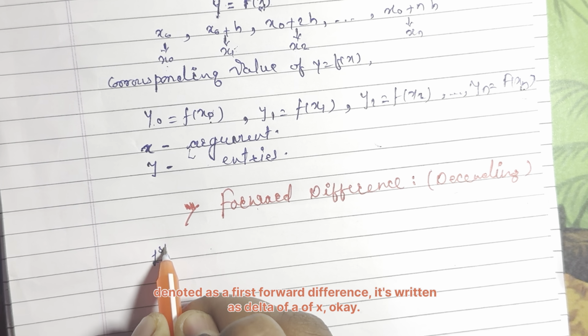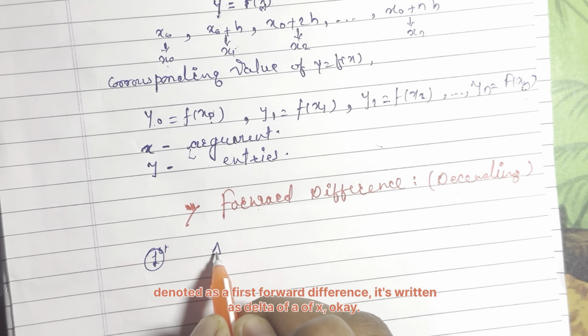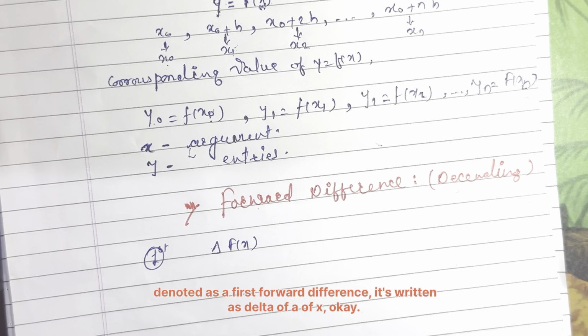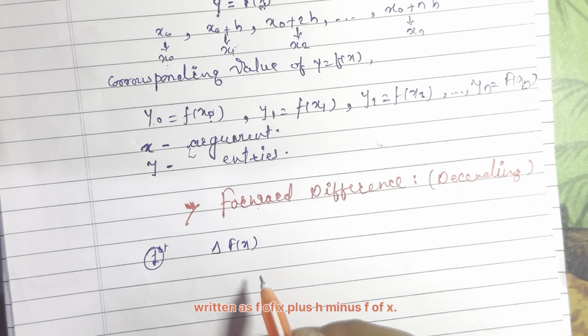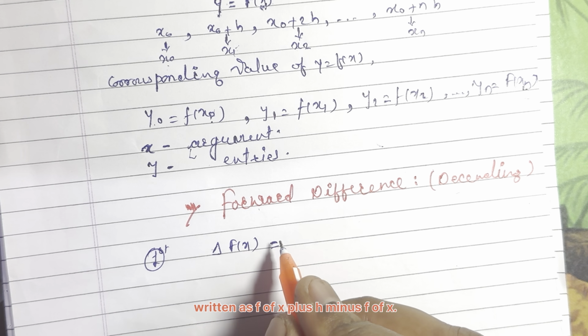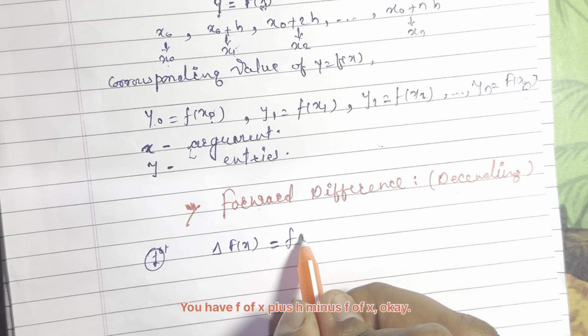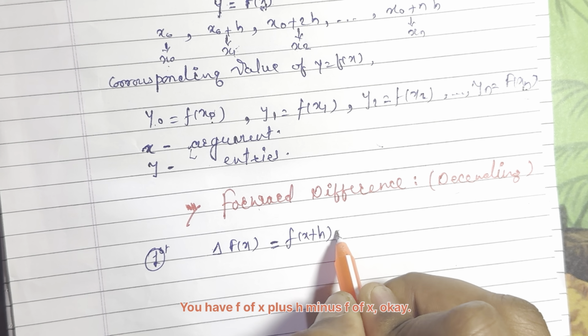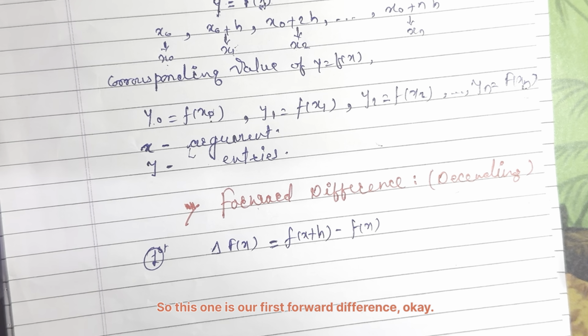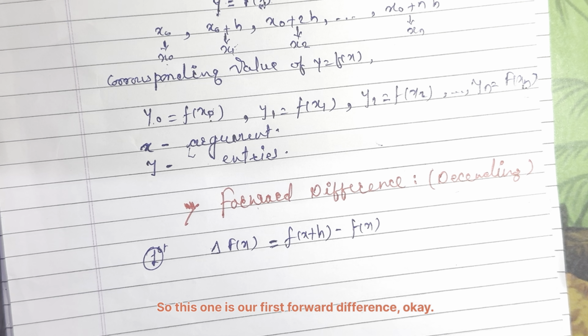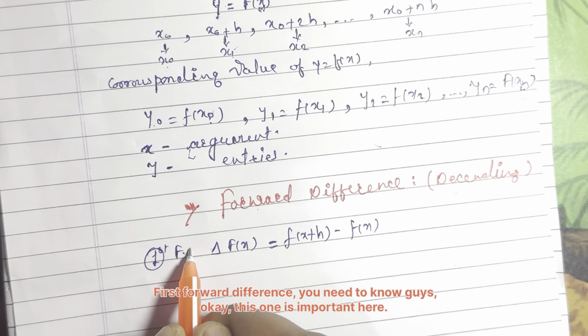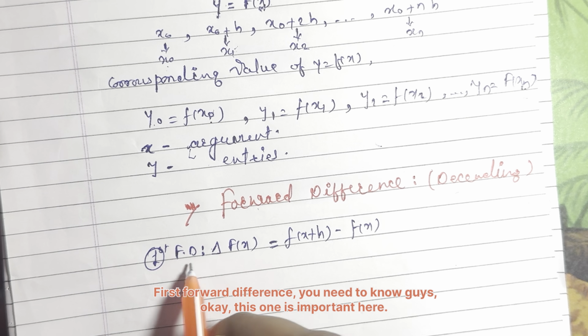the first forward difference, written as delta of f of x, and written as f of x plus h minus f of x. So this one is our first forward difference. First forward difference, you need to know, guys. This one is important here.